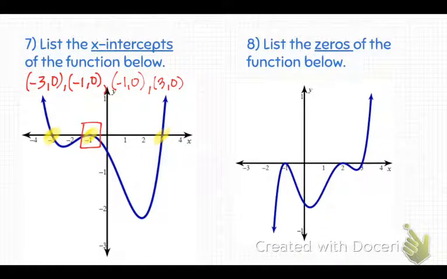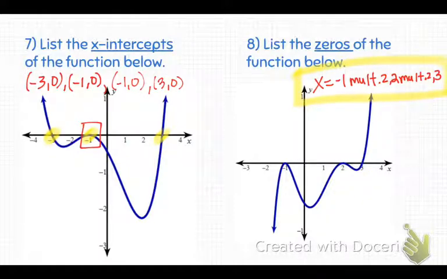Our last one on here is list the zeros of the function below. So what are my zeros? X equals negative 1, and how many are there? 2, so I'm going to write multiplicity 2. What's my next 0? Positive 2, and how many do I have there? 2, so I'm going to write multiplicity 2 again. And what else do I have? 3, and how many do I have there? 1, so I'm just going to write it like that, okay?